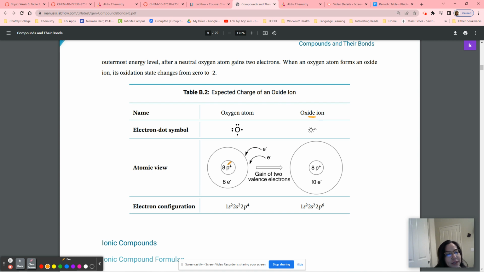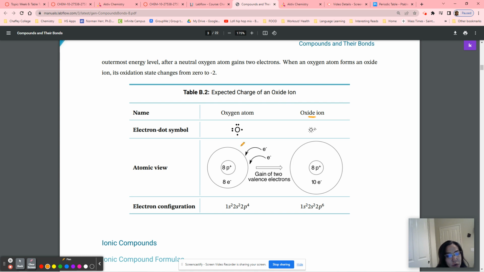So what happens here is oxygen, if we look at its electron dot symbol, has 2, 4, 6 valence electrons. So it has 6 valence electrons. And of those 6 valence electrons, is it going to lose 6 to get to 8 in its lower energy shell? Or is it just going to gain 2? What's easier? Well, it's easier for it to gain 2 valence electrons, and that's exactly what it's going to do. It's going to gain 2 electrons.